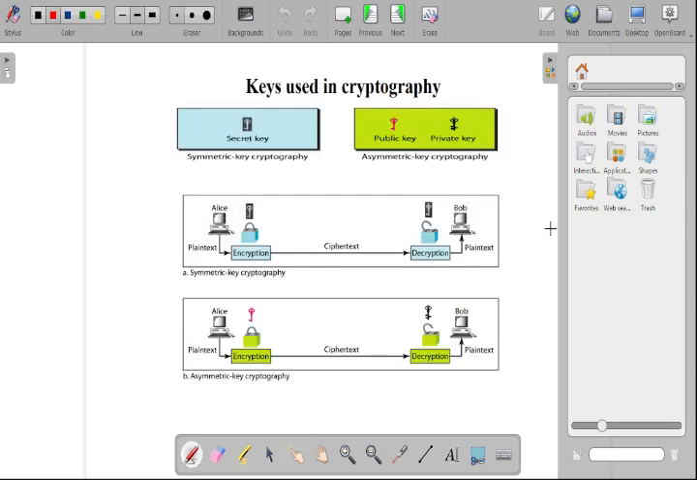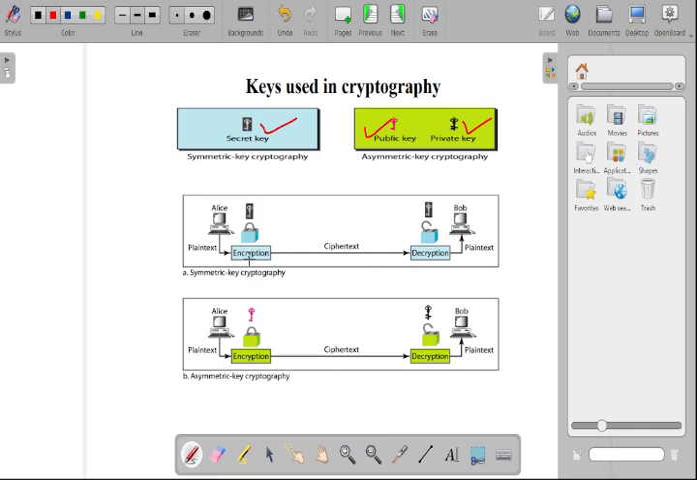So what keys are used in cryptography? As we said earlier, in symmetric key cryptography, we use a shared secret key for encryption as well as decryption. And in asymmetric key cryptography, we use the public key for encryption and the private key for decryption. So this is the overall comparison between symmetric and asymmetric key cryptography.